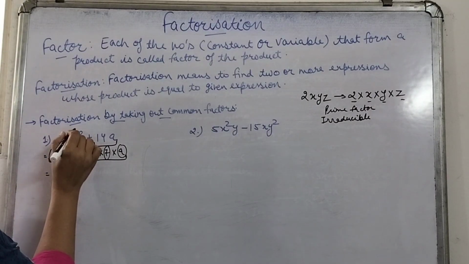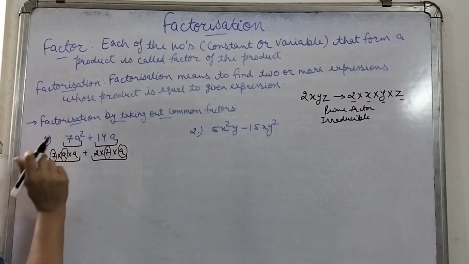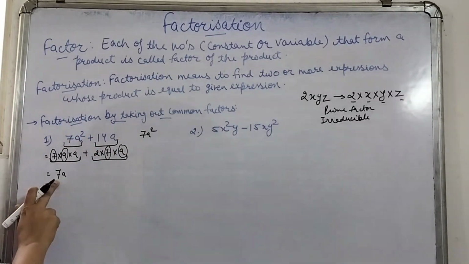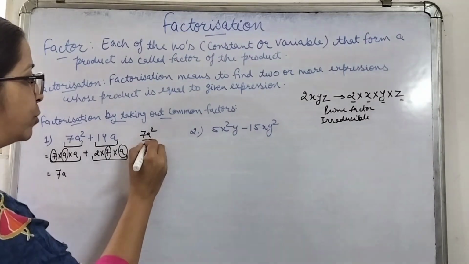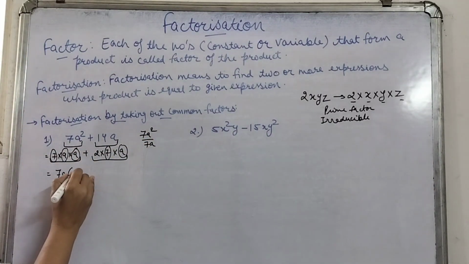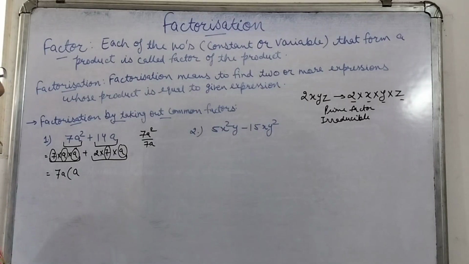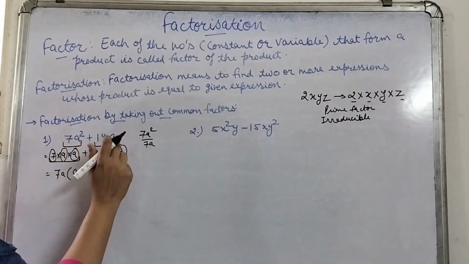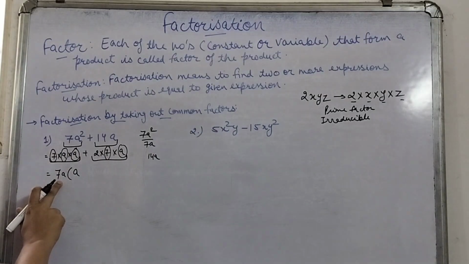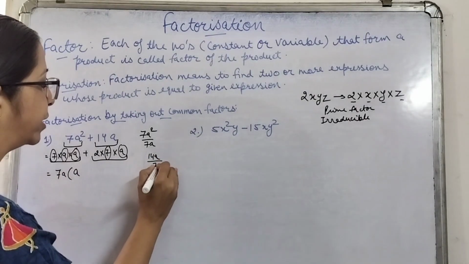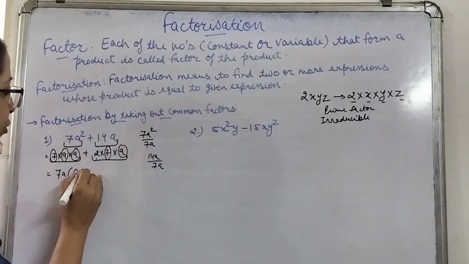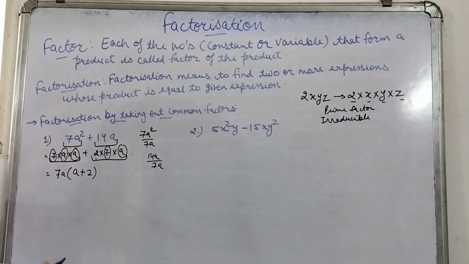Now we will divide the first term, that is 7a square, by whatever we have taken common. We have taken common 7a. So what remains is a. In the bracket we will write a. Now we will divide the second term, 14a, by 7a. What remains is 2. The plus sign is there in between, so we will write plus sign, and 2.